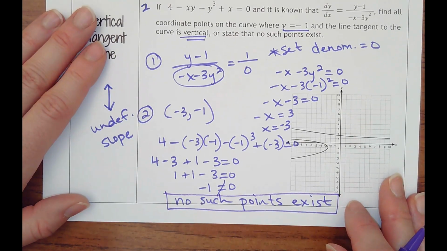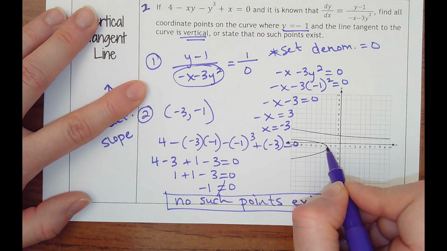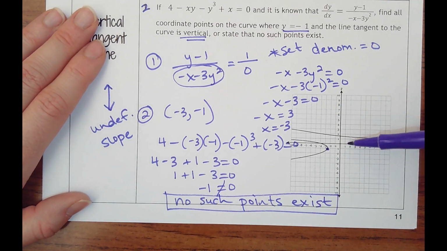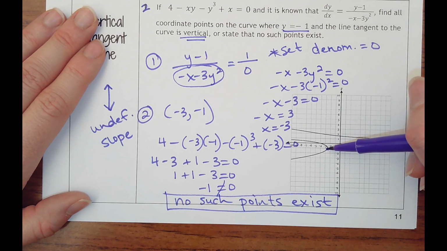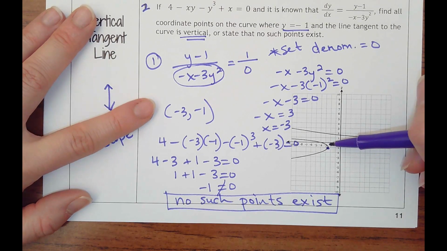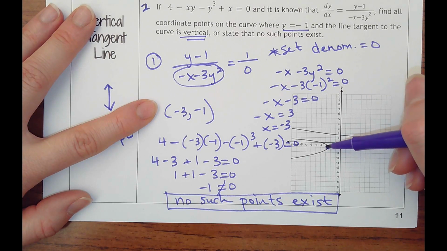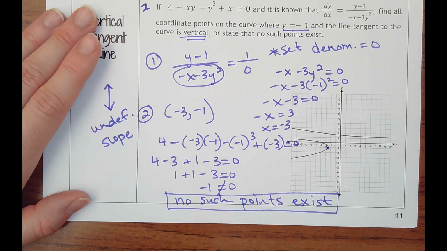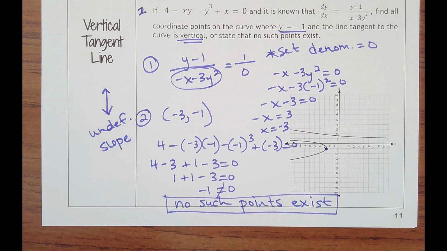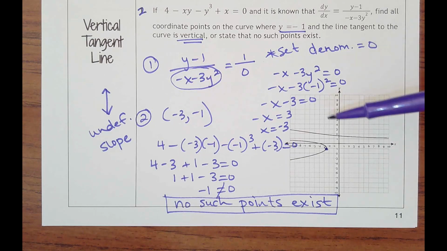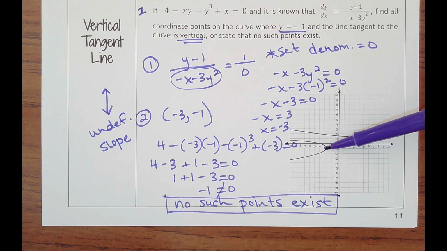And you can see from the graph here that when y is -1, it would be happening here. And that was at -3. I don't even see a point. Yeah, I think this graph's off a little bit. But there's no point here to have a vertical slope. I guess I should say that we found -3, -1 is where it would have to be, and that doesn't exist on our graph, so that's why there's no points that exist.